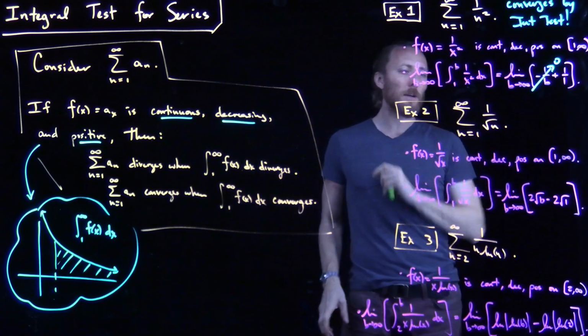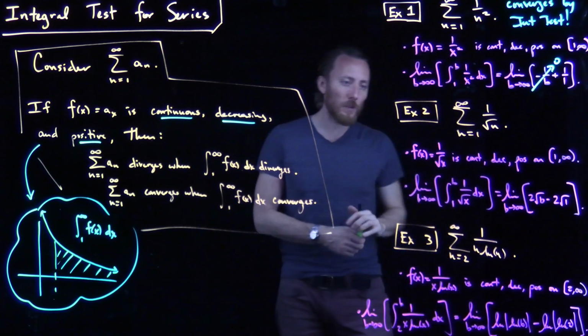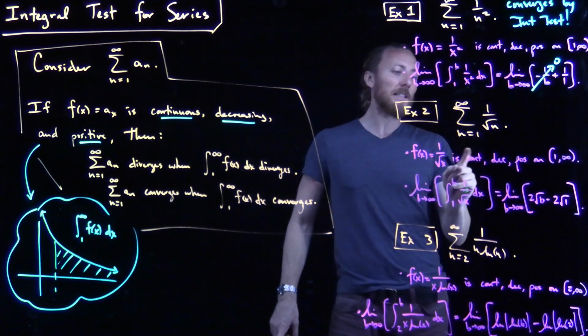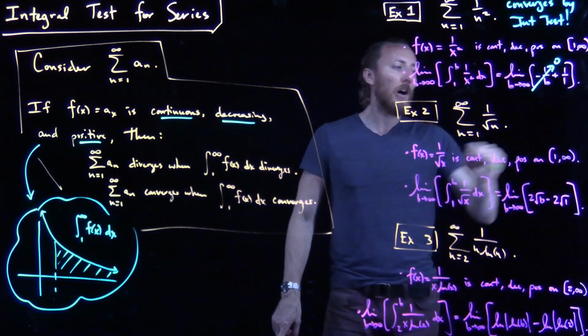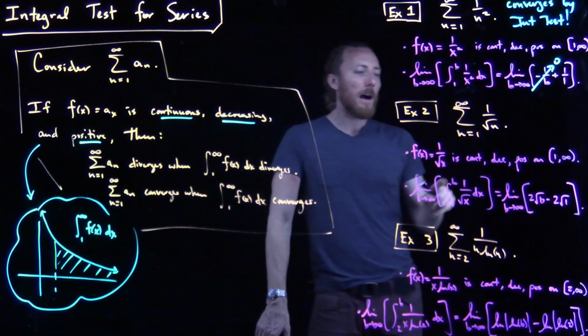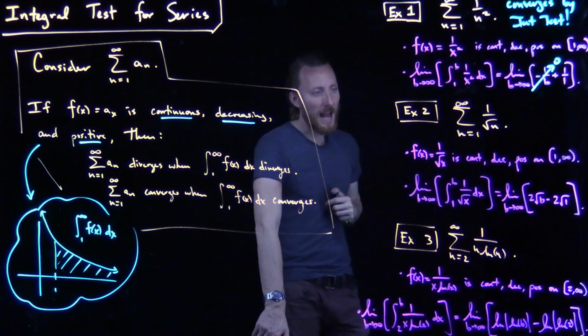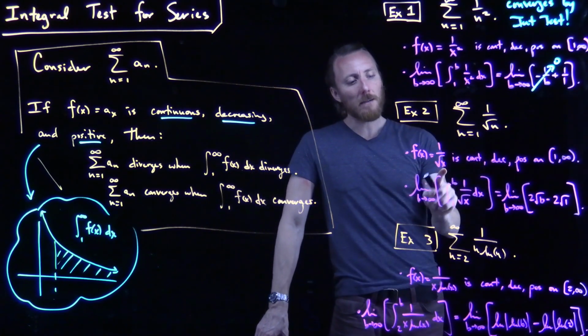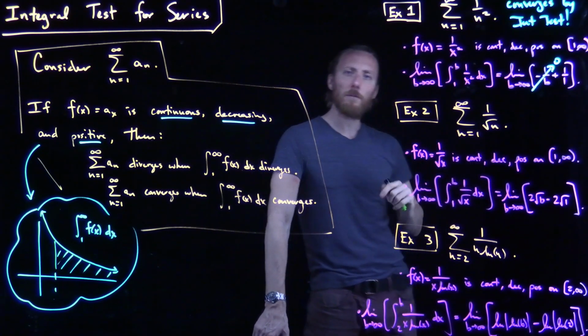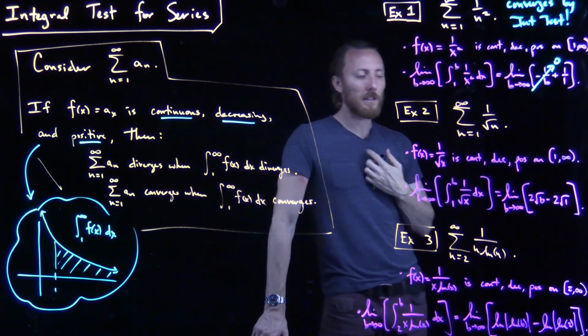What about 1 over square root n? Well, hey, as a function, that's 1 over square root x, and 1 over square root x is continuous, decreasing, and positive on our interval of interest, 1 to infinity. Continuous, because x equals 0 and anything less is where you lack continuity. Decreasing, because as you increase x, you increase the square root of x. Increase in the denominator decreases the value of the function.